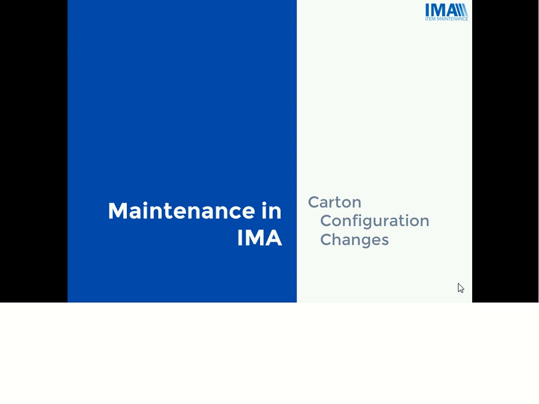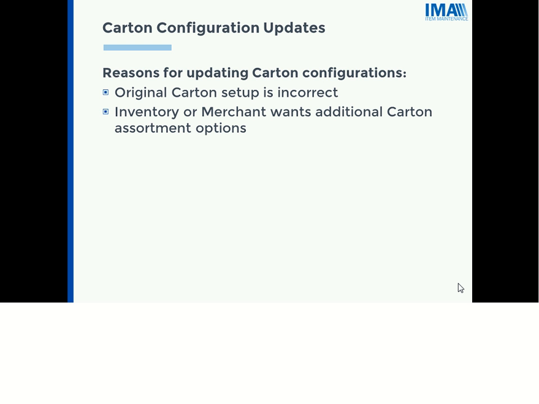Okay, next we're going to talk about carton configuration changes. There are a couple of reasons that you might want to update carton configurations. It could be that the original carton setup is incorrect, or perhaps the original one was correct and there are already orders out on it, but your inventory or merchant wants additional carton assortment options. You would need to create a new carton for that new assortment option.